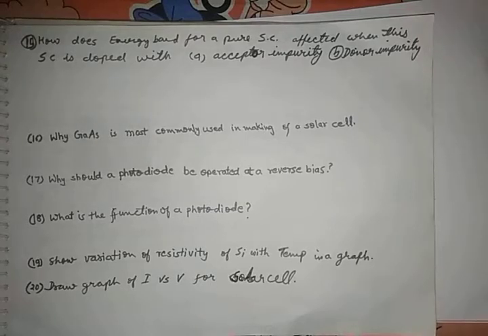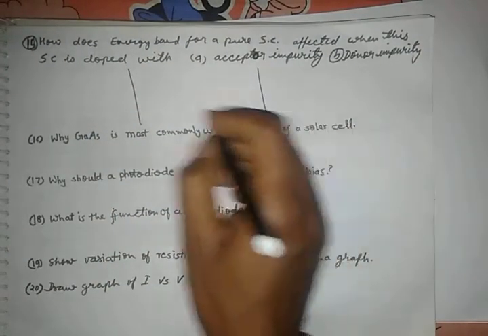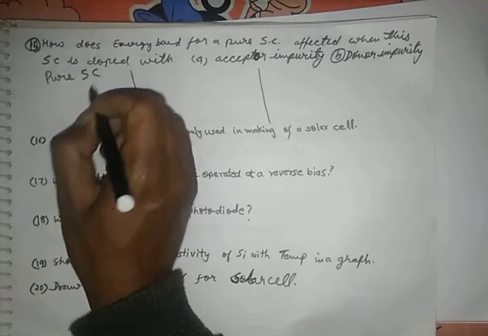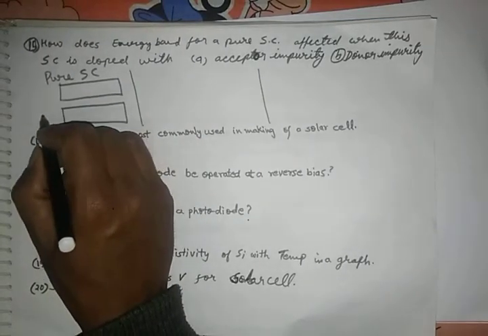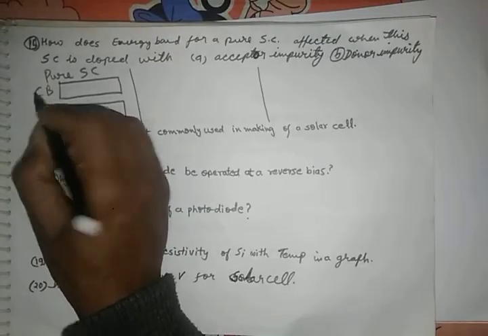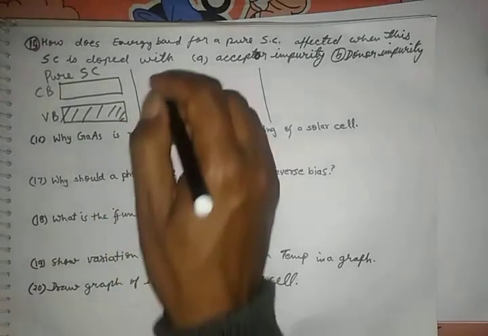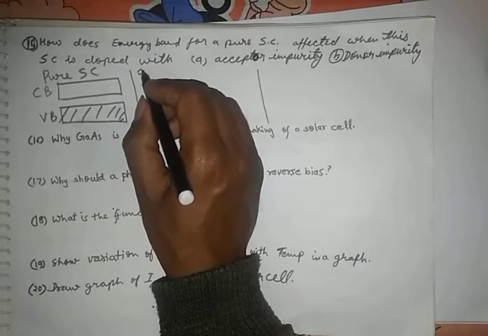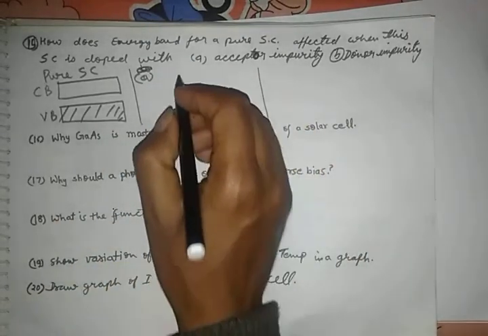Next question: how is the energy band of a pure semiconductor affected when it is doped with acceptor impurity or donor impurity? So for a pure semiconductor, this is the energy band diagram. Next, for A, I'm putting A, doped with acceptor impurities.